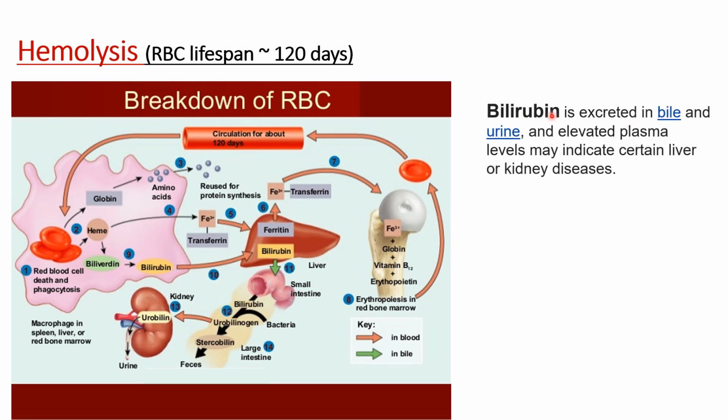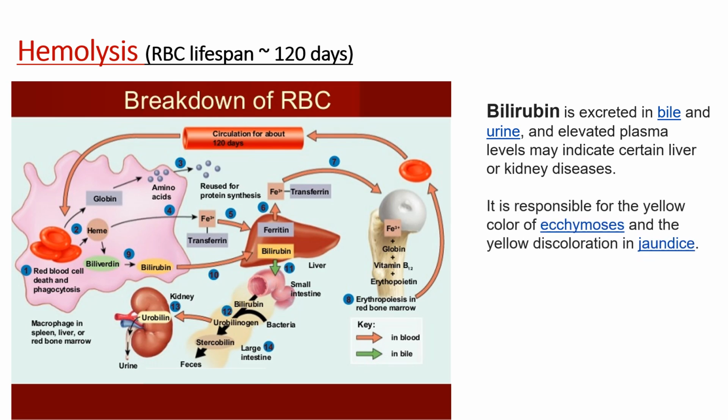But bilirubin is excreted in the bile, which goes to the fecal route, and in the urine, which partly gives it its color. It's also what we see in bruises. So when we see the yellowish, sometimes greenish tint of the bruise, that's called ecchymoses. That's a fancy word for bruise.